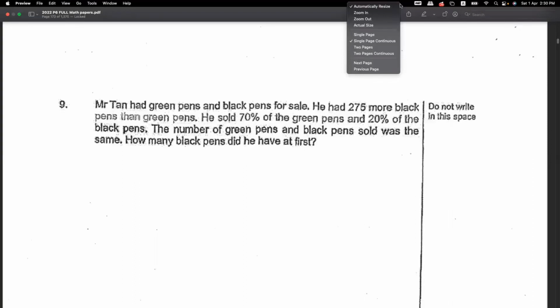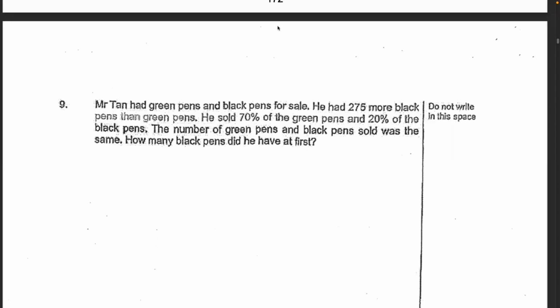Okay, hi everyone. Today we are looking at this question. Over here we can see that Mr. Tan had green pens and black pens for sale. Now once I'm done with this, I can read the next sentence. It says that he had 275 more black pens than green pens.